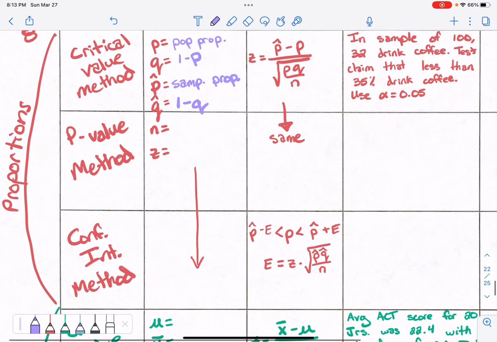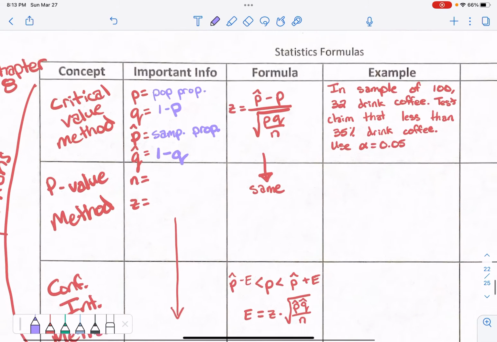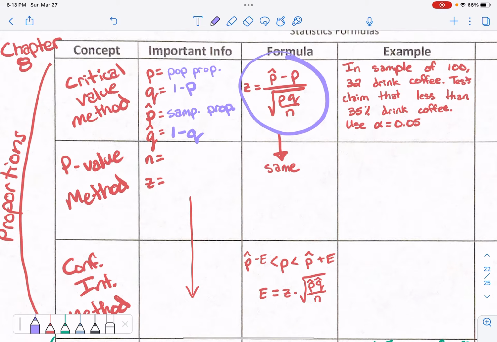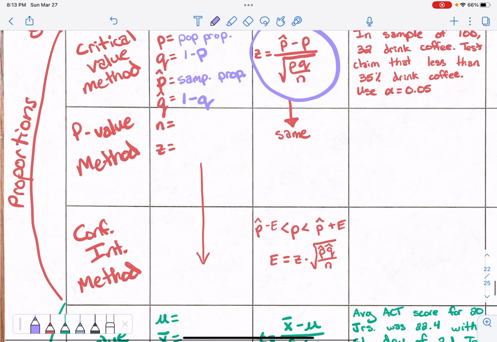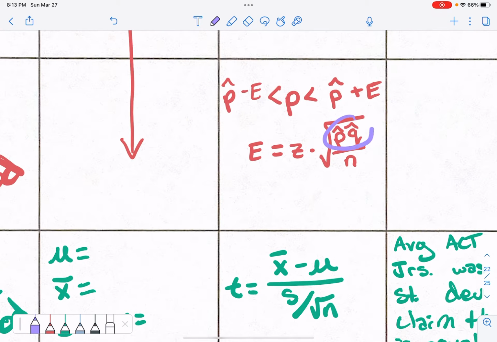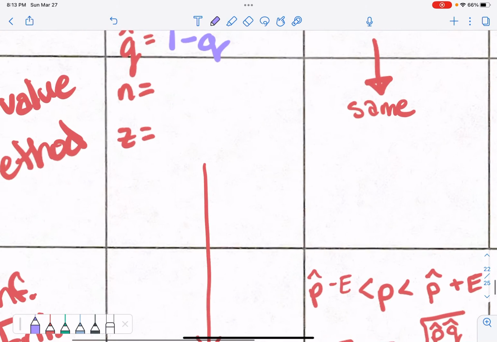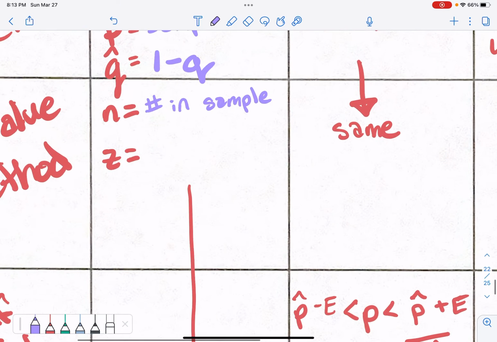Now, be careful when you're using Q and Q hat or P and P hat, because when you're doing the critical value method and p-value method, you're going to use this formula. Notice that the stuff underneath the square root is P and Q, versus the confidence interval formula, where you're still doing a square root, but you're using P hat, Q hat. So be very careful which method you're doing and which P and Q you are using, okay? N is the number in your sample. We probably don't even need to write that down because you guys are good at that, but we will.